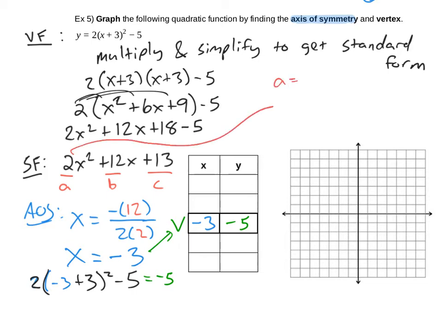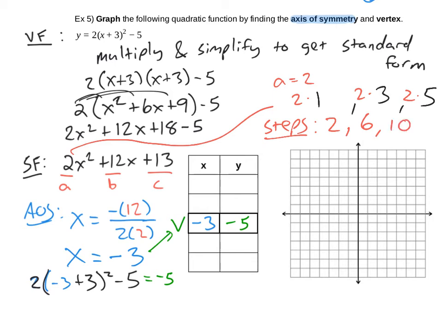So if A is 2, we're going to take our normal basic 1, 3, 5, and we're going to multiply it by that 2. So 2 times 1, 2 times 3, 2 times 5. And so our new steps are going to be what? 2, 6, 10. Multiply 1, 3, 5 by 2, you end up with 2, 6, 10. All right, let's build it.